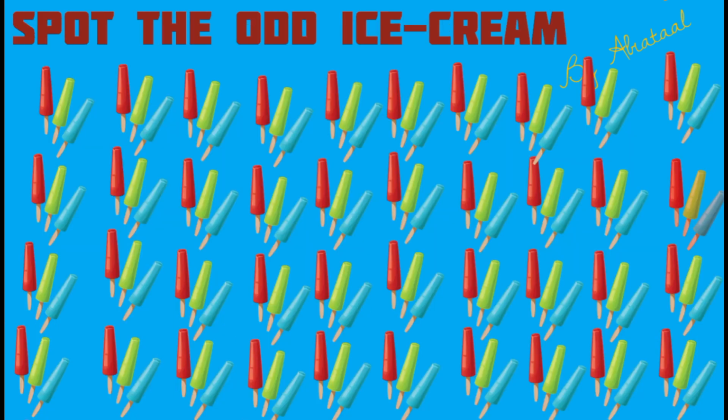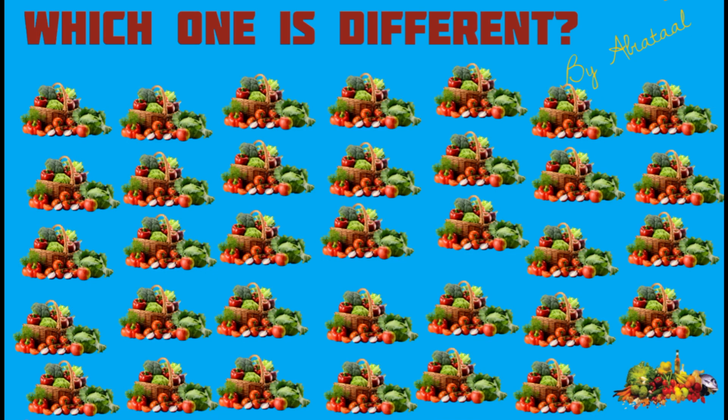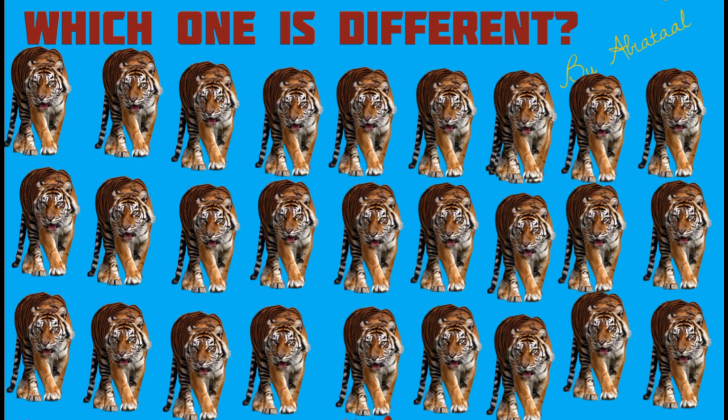Oh my God. From these popsicles, the odd one is right here. Did you get it? Within these fruits, the odd fruit is right here. Oh my God. I hope you got it. From these pictures, the different one is here in the corner. Did you spot it? And within those animals, the odd animal is right there. Right there with a double tail.